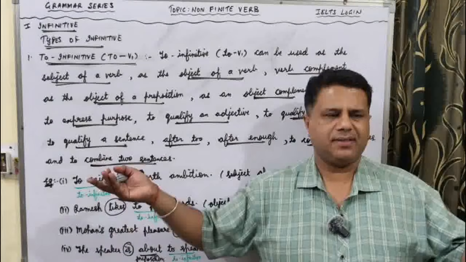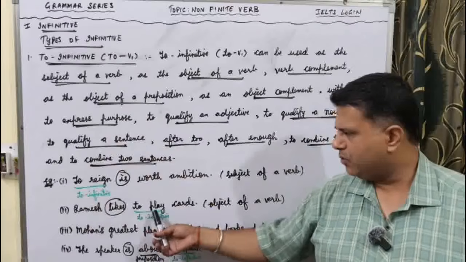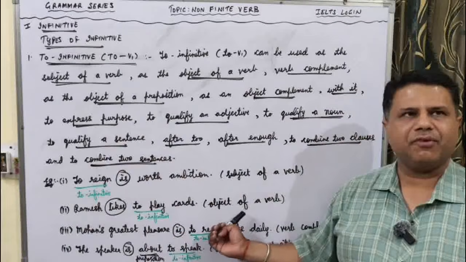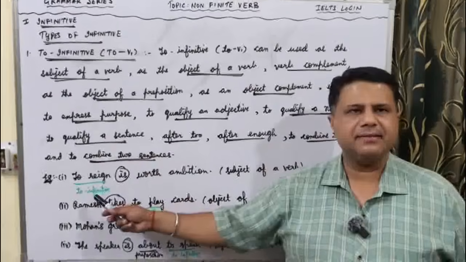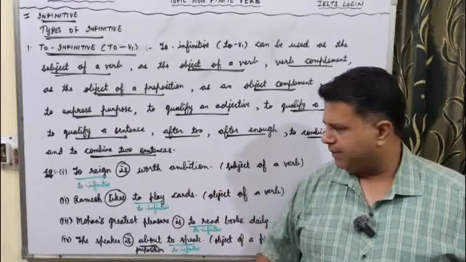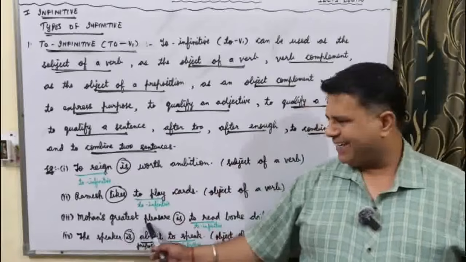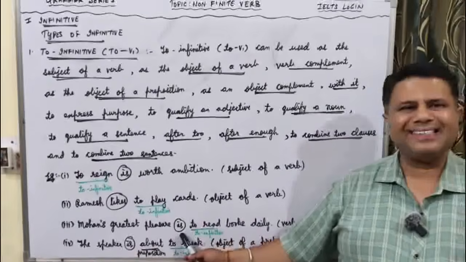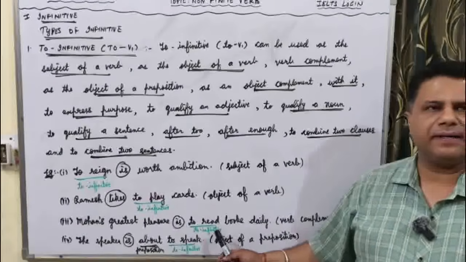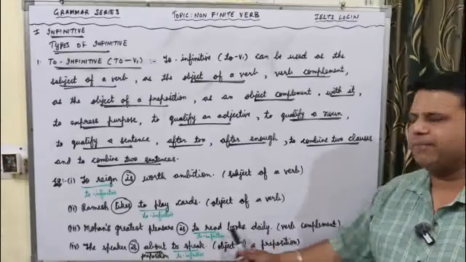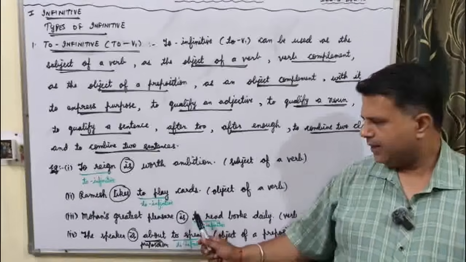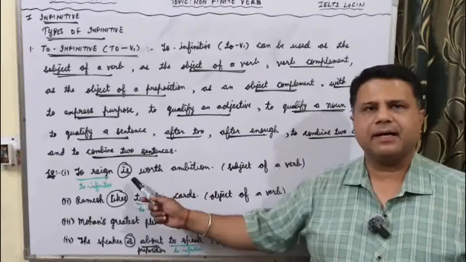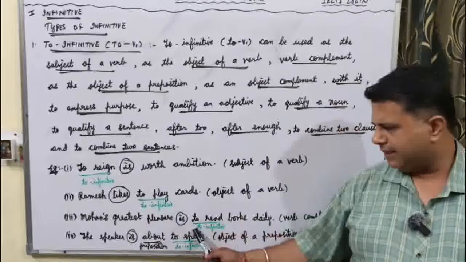Ramesh likes what? To play cards. So to play is a to infinitive. It is used as the object of a verb. In the first sentence it is the subject. In the second sentence it is the object of the verb. Third sentence: Mohan's greatest pleasure is to read books daily. Is is the verb, to read is a to infinitive. It is used as a verb complement in the sentence. In the first sentence, a subject, second object, then verb complement.